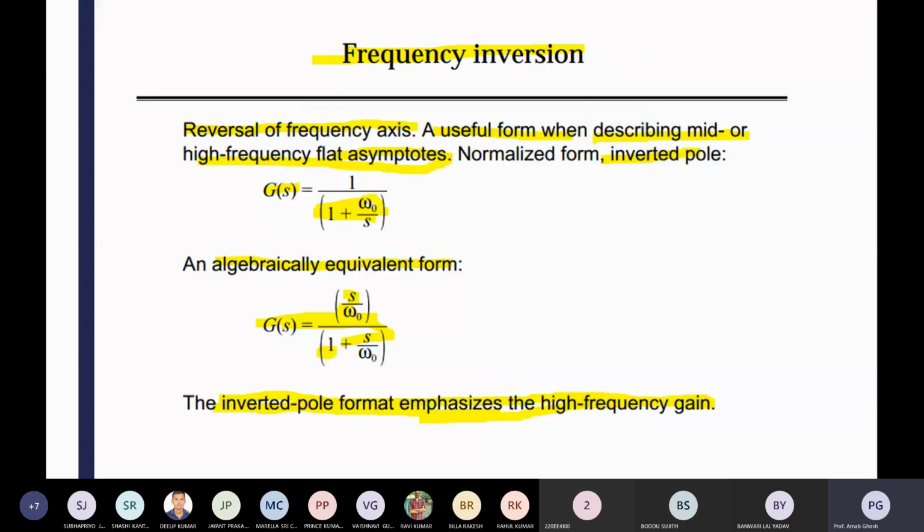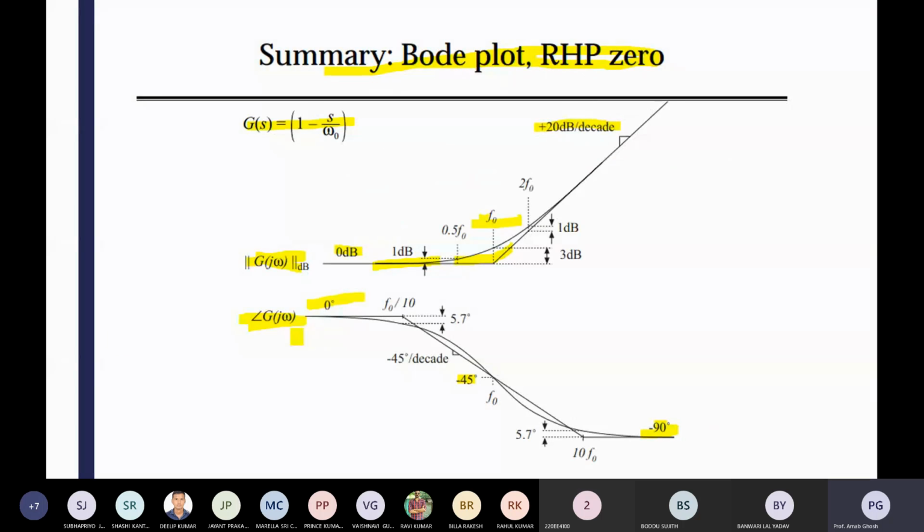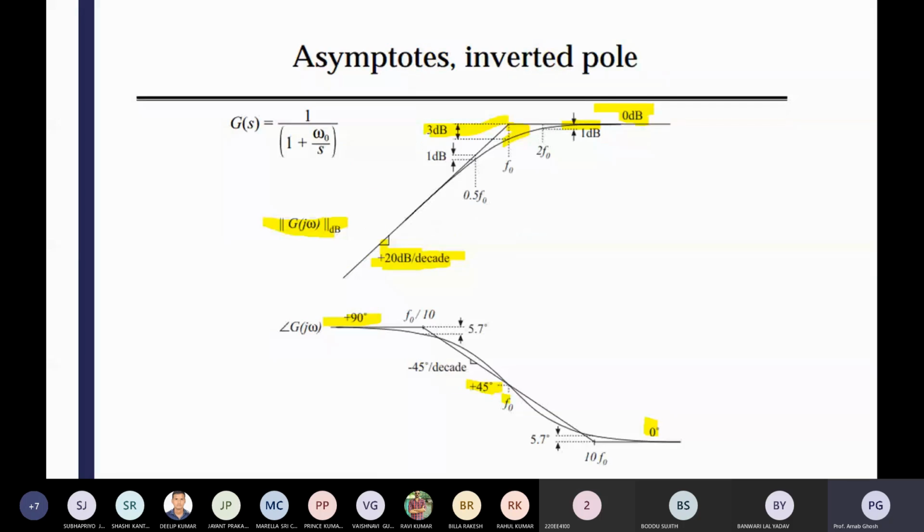For the single zero, you can see it starts from 0 and goes up to plus 90. For the single pole, it starts from 0 and goes down to minus 90. For the zero, the phase starts with 90 degrees, then at f0 it will be 45 degrees, and finally goes to 0. So why 0? I think you are able to understand: plus 90 for the zero and minus 90 for the pole.